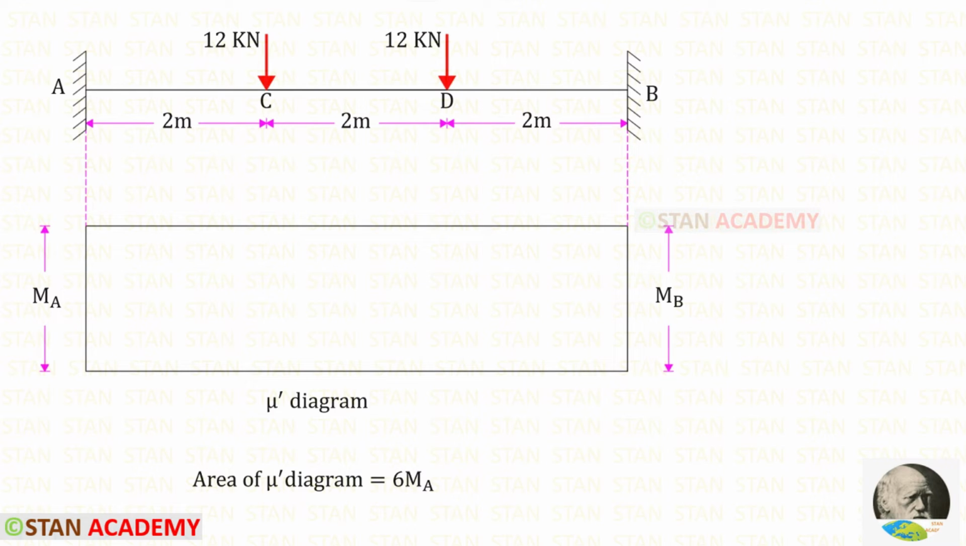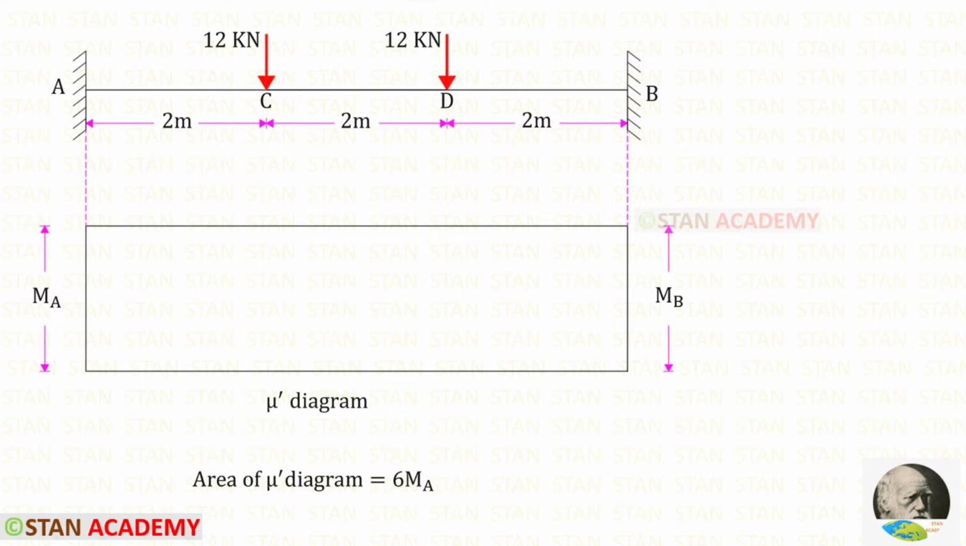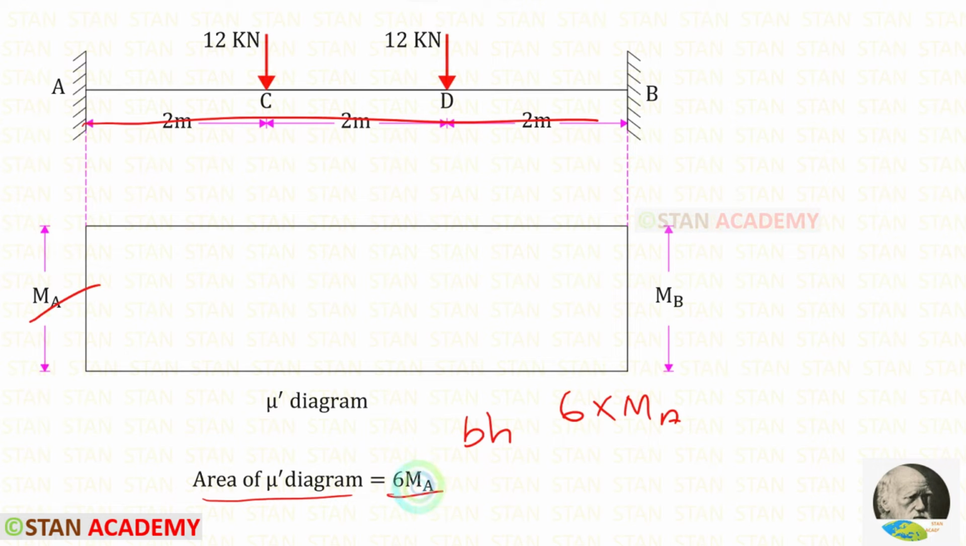Now let us draw mu dash diagram. We know that in this beam we have symmetrical loading. So the values of MA and MB will be same. The mu dash diagram will be a rectangle. Let us find the area of mu dash diagram. We know the formula for the area of a rectangle, BH. Here the breadth is 6 and the height is MA. So the area of mu dash diagram is 6 MA.